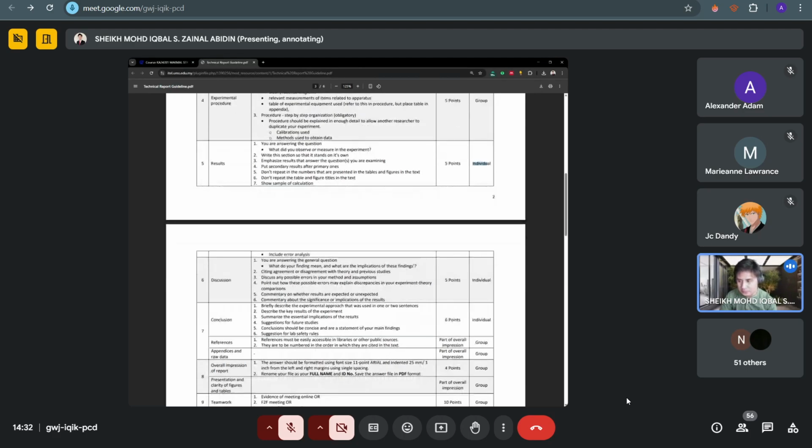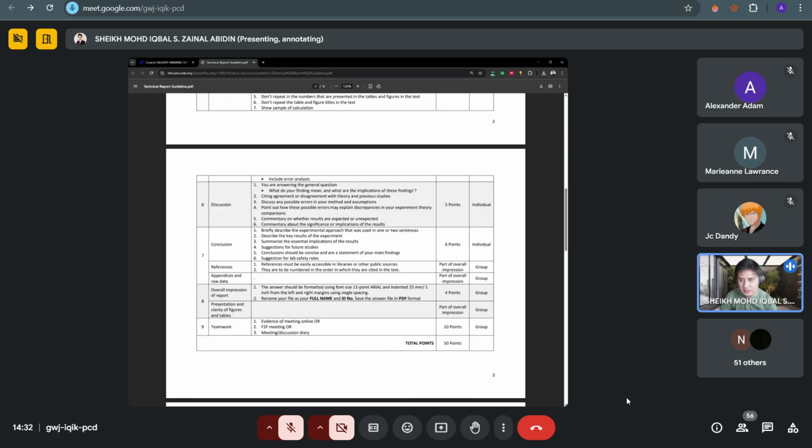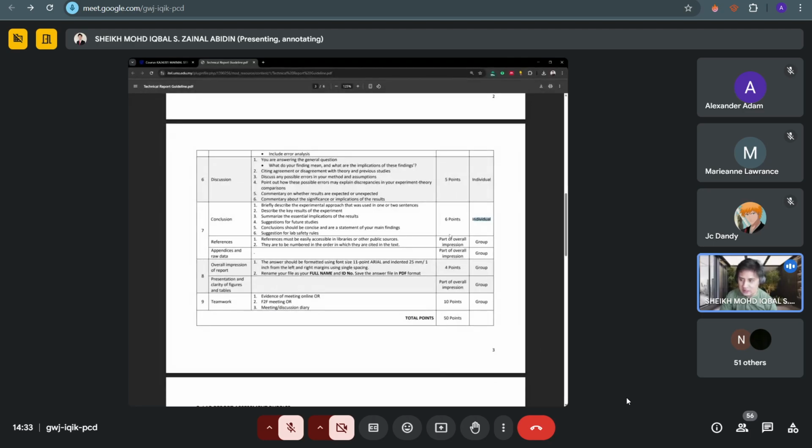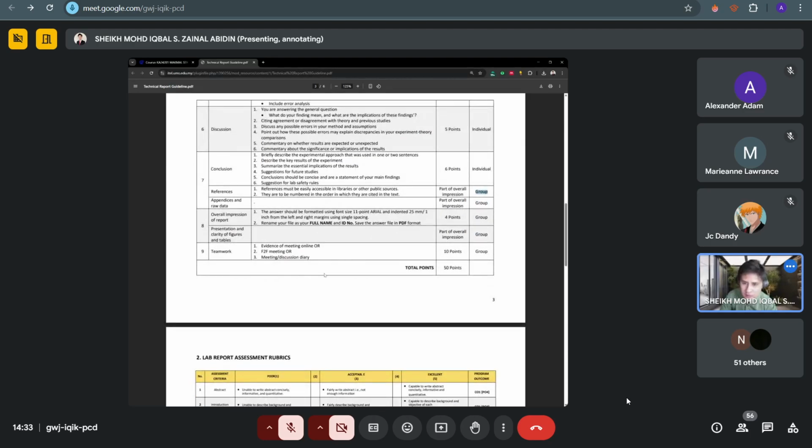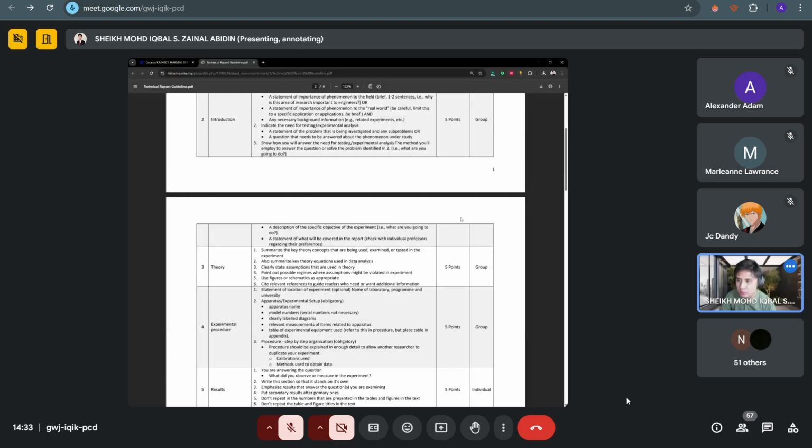report, right? As you can see here, discussion is also individual, 5 points. Conclusion is also individual, 5 points, right? But references is group work, appendices is group work, and everything else is group work, all right? Everything is 5 points, 6 points, and so on.